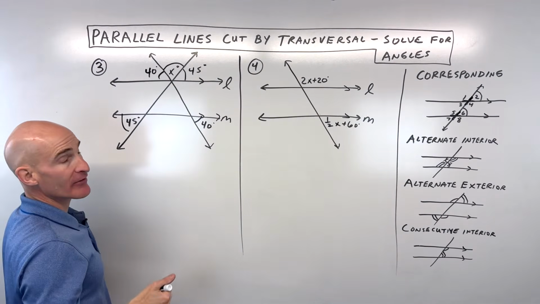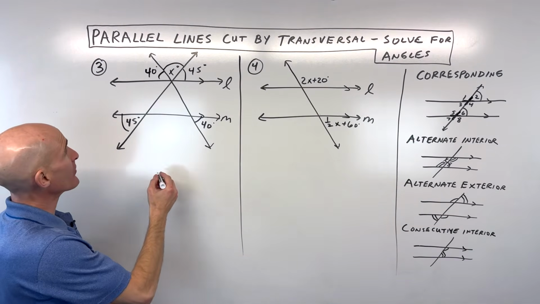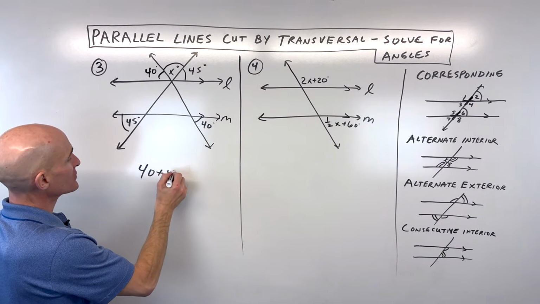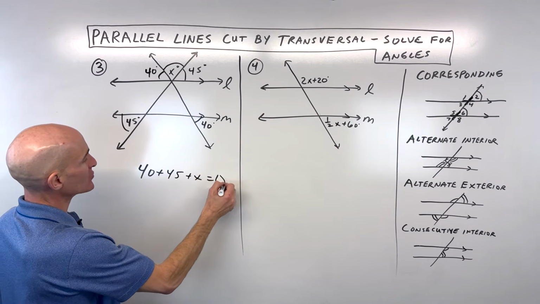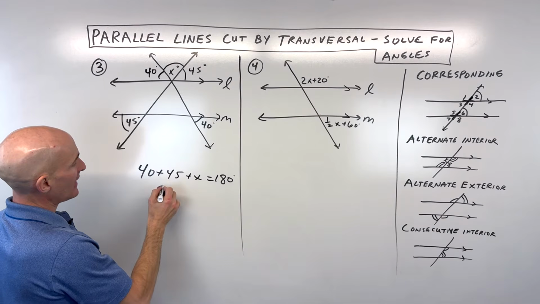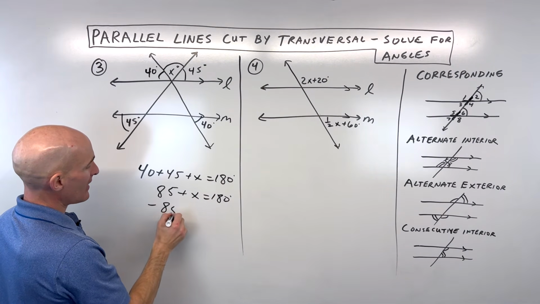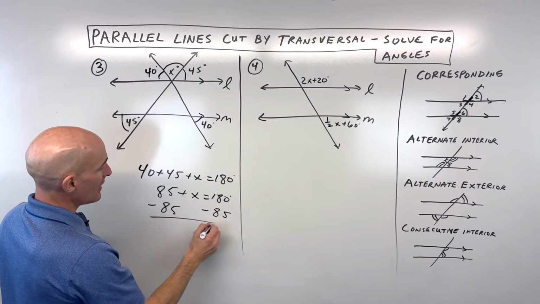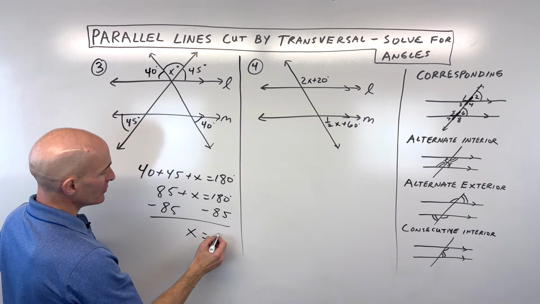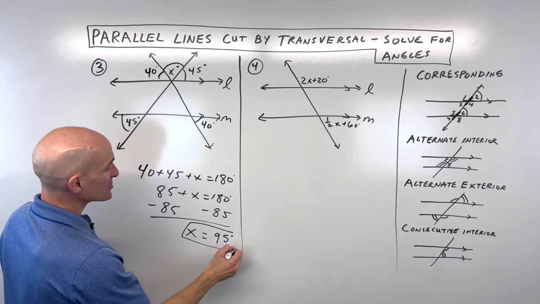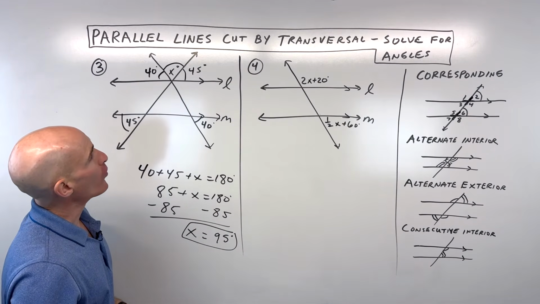And then now we can see we have a straight line. All these angles have to add up to 180, right? So we have 40 plus 45 plus x equals 180. That's 85 plus x equals 180. Subtract the 85 from both sides. And we can see that x is equal to 95 degrees, and we solved it. Let's look at number 4.